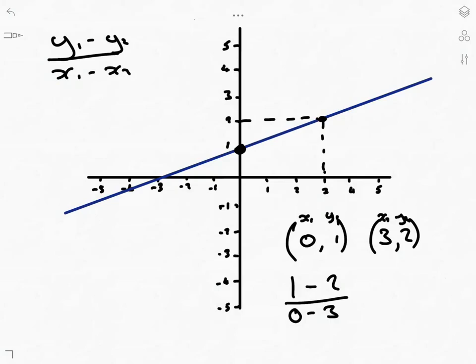Now, it doesn't matter which way around you do it. I've chosen these ones, but you could have them the other way around. It doesn't matter. What's happening is I'm getting lots of negatives because I've done it this way around, but whichever way, it'll work both ways. So here we get 1 take away 2, minus 1, 0 take away 3, minus 3.